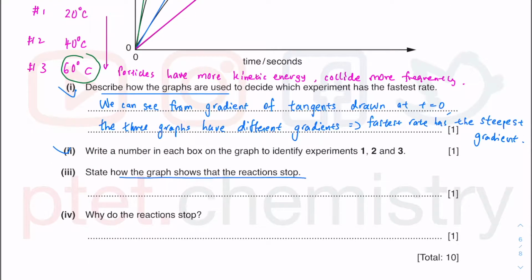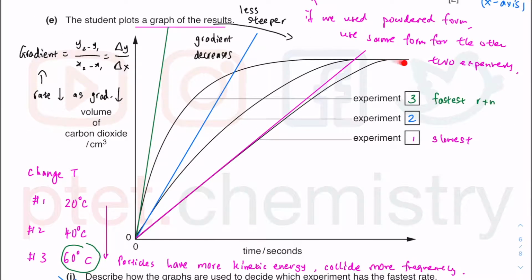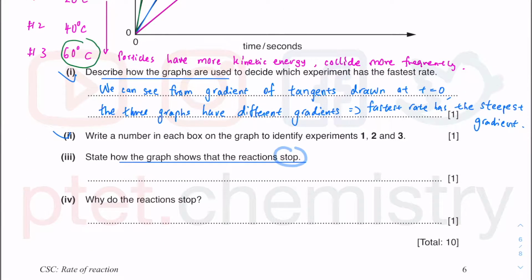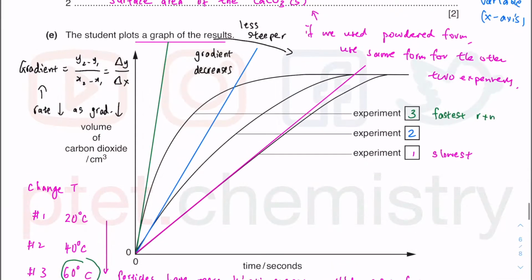State how the graph shows the reaction stops. I already talked about this earlier in the earlier graph. Why does everything stop here? Because there's no more volume of carbon dioxide being produced. So that's how you know the reaction has stopped, has finished, because it gets horizontal at the end there. So the graph levels off to a horizontal line, meaning to say no more carbon dioxide is produced. That is when there's no more change in the volume of gas. That's why it levels off horizontally there.